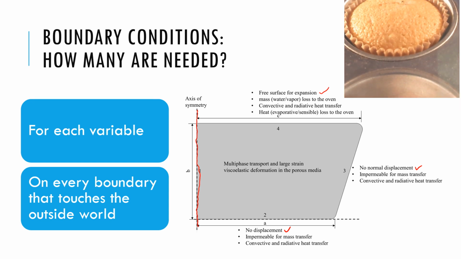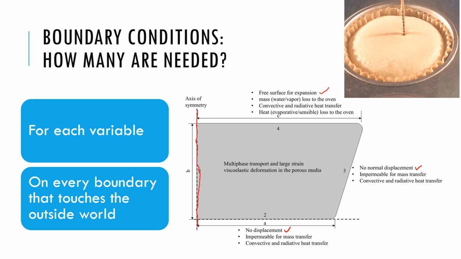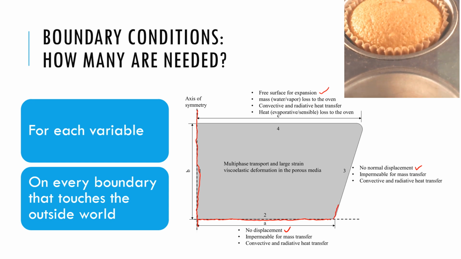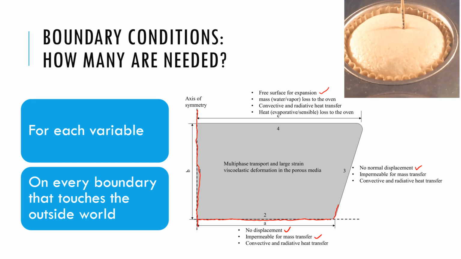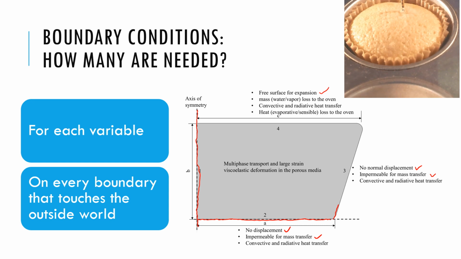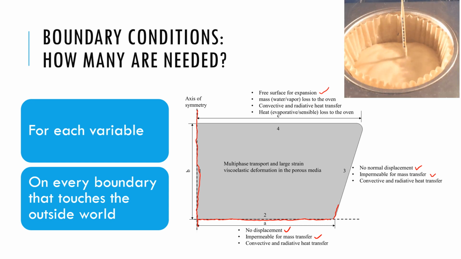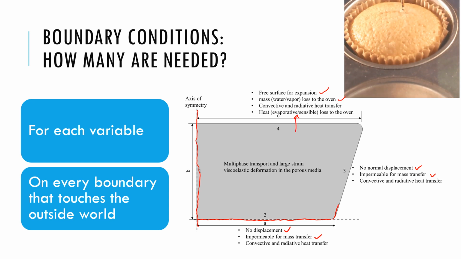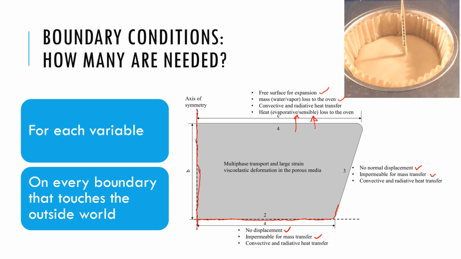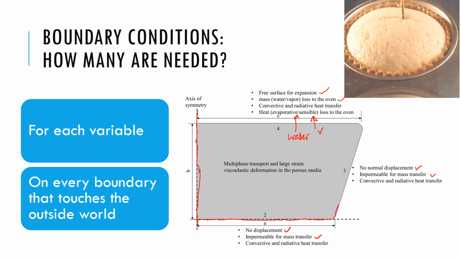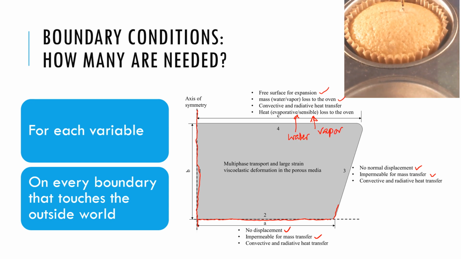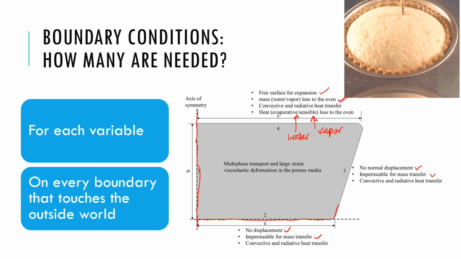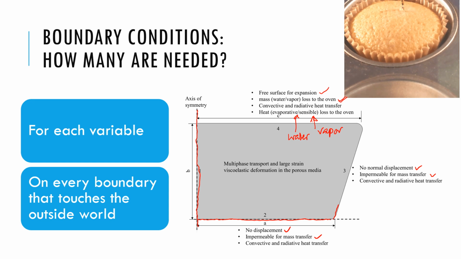Next, for mass transfer, again, because this is a metal surface here and here, so it's impermeable for mass transfer, and here it's also impermeable for mass transfer. But here we have water loss, water coming out, and vapor coming out. So water and vapor coming out. So we include both of them in their respective equations.